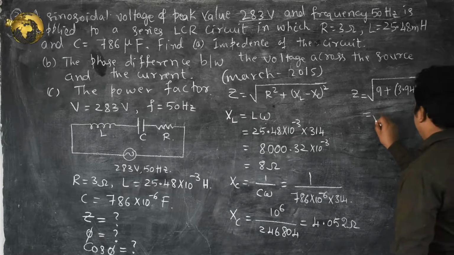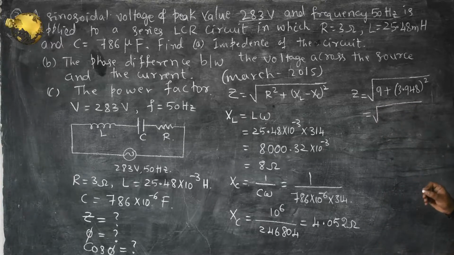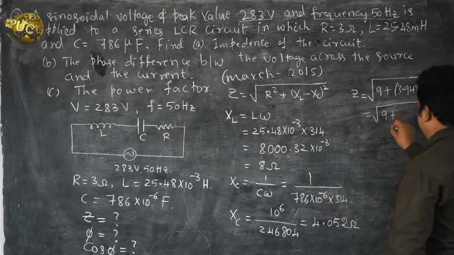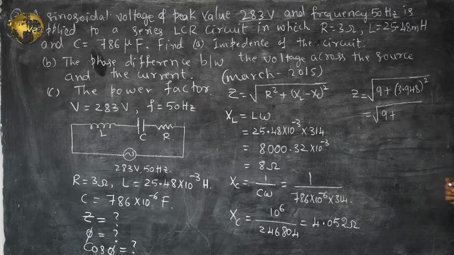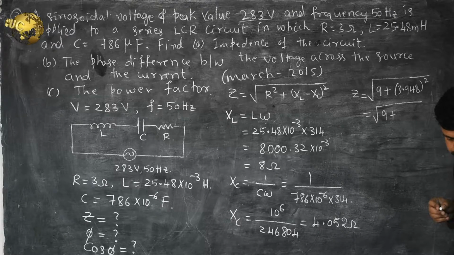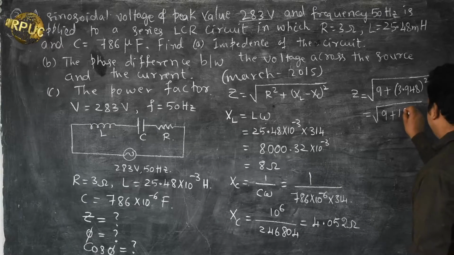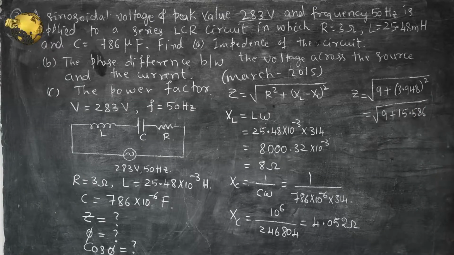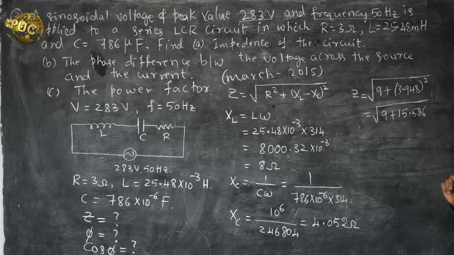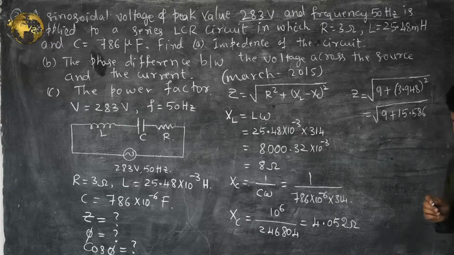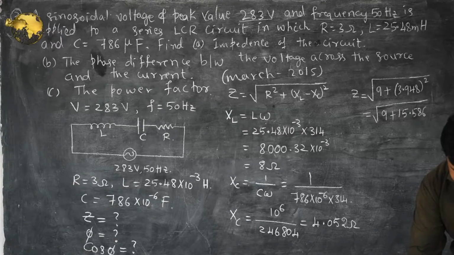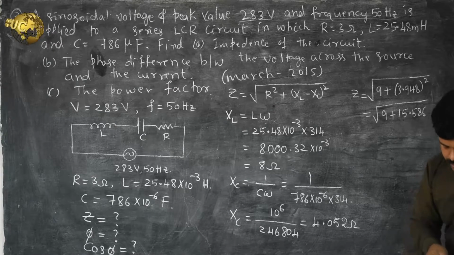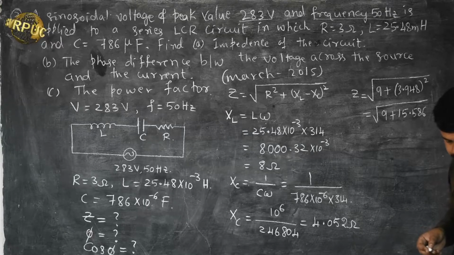So this value is going to be 9 plus 3.948 square, which is 15.586. So the value is going to be 15.586 plus 9, 24.586. So we take the square root of the answer.